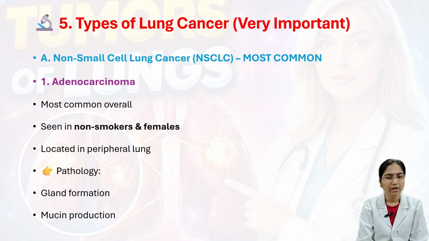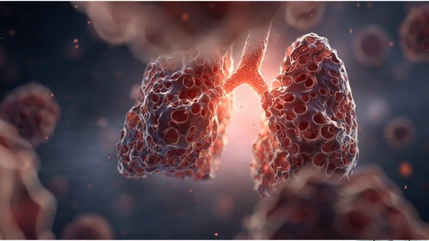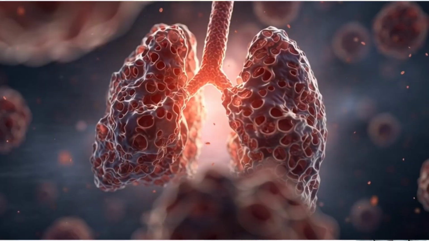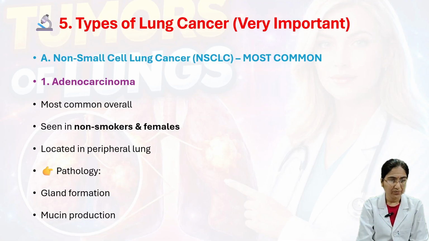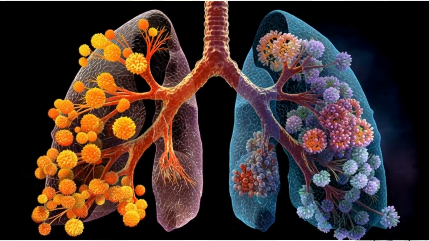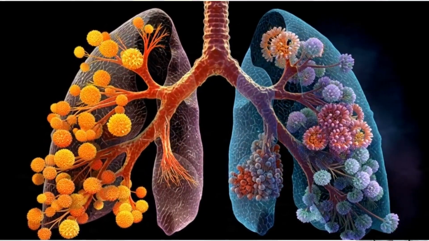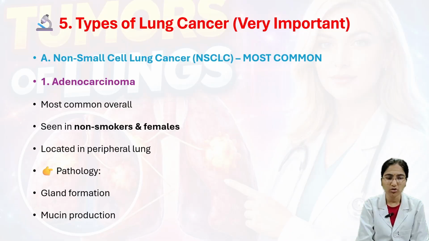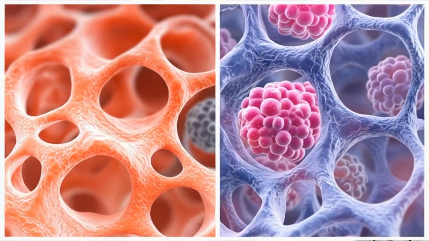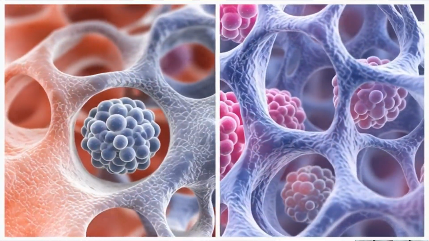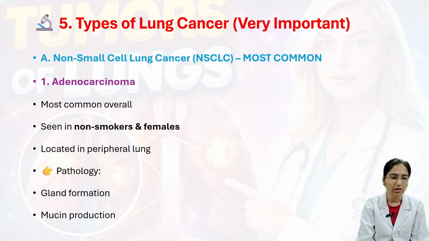Next, an important thing of this topic is types of lung cancer. We'll see first non-small cell lung cancer, that is NSCLC. It's the most common one. In this there are three types. We'll see the first one, adenocarcinoma. Overall it is the most common, and it is seen in non-smokers and also in females, and it is located in the peripheral lung.